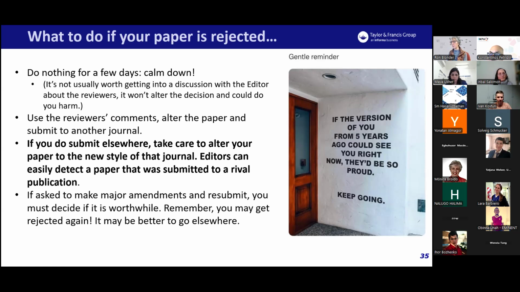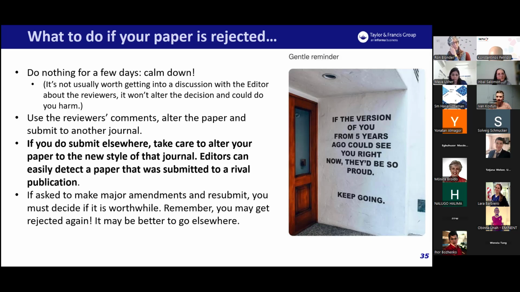But what can you do? After you have cooled down, take the reviewers' comments and change your manuscript and submit it to a different journal. But if you submit it to a different journal, remember that you should take care and again contextualize the paper to the different journal. Read papers in the journal, try to familiarize yourself with the journal style and the society. Maybe you will need to change the way you contextualize the study. But if you don't do it, it will be really easy to feel it.